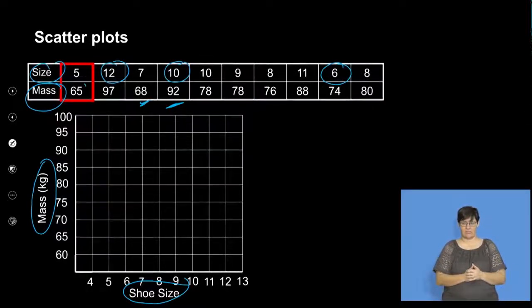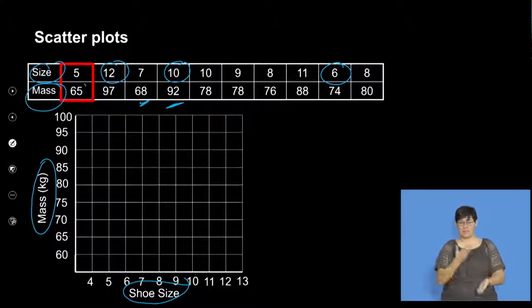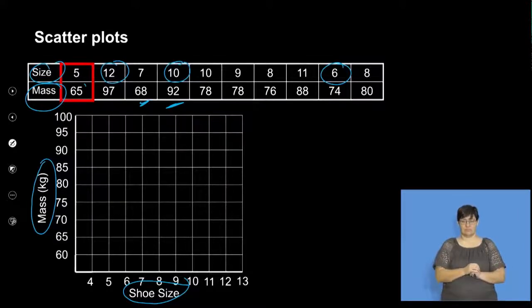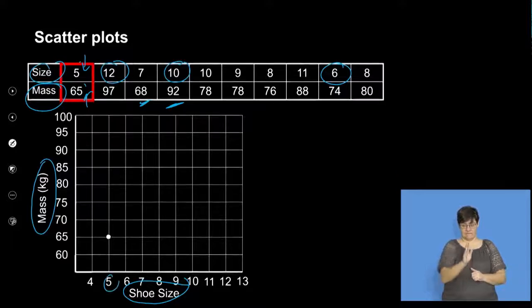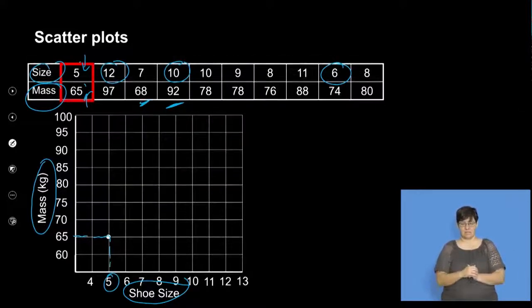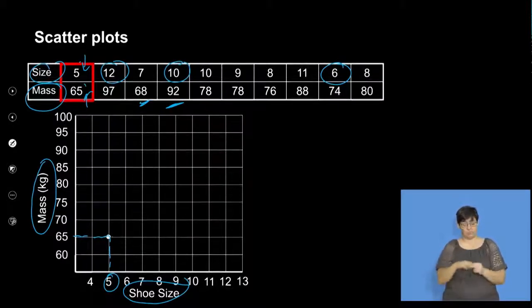And remember to choose your scale, especially if you're not given a place where you draw your scatter plot. Scale is very important. So this would be my x and this would be my y. Let's see what we do with this. If x is 5, y is 65. Then I put that as a point on my Cartesian plane. Are we together? Let's look at the second point.